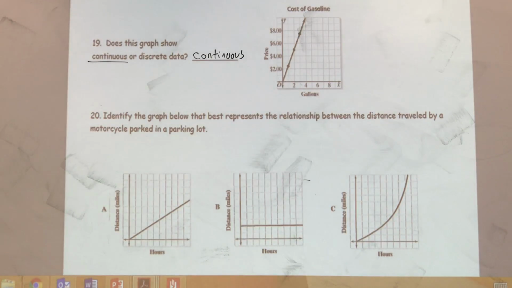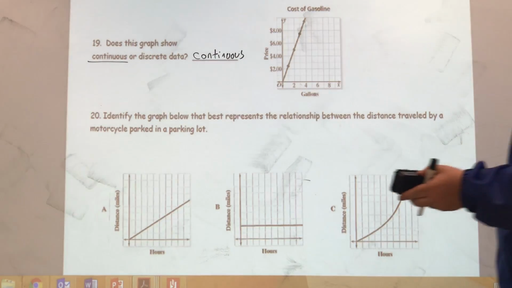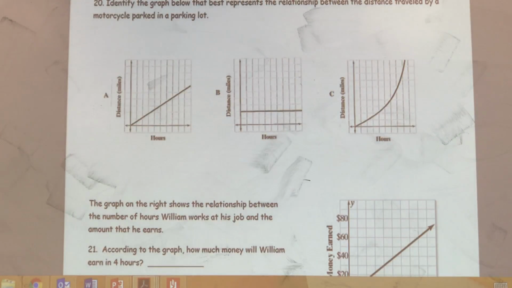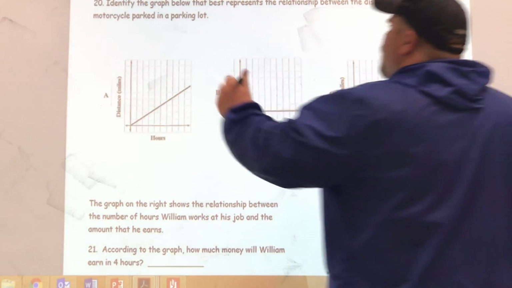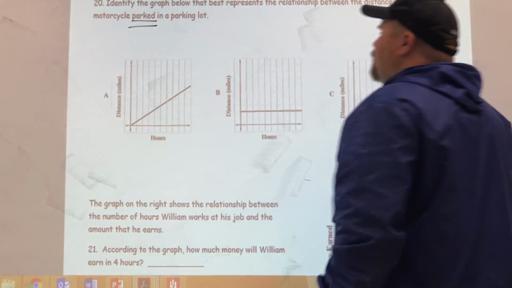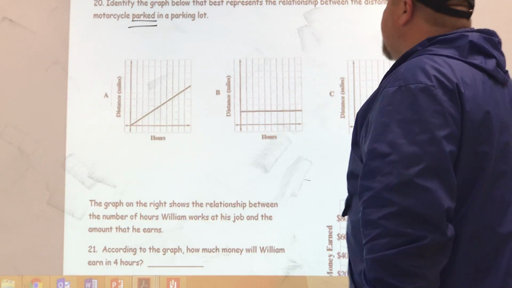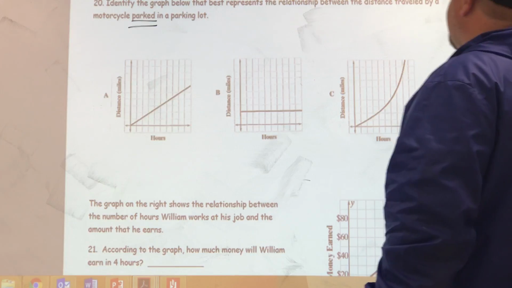Number 20, let's scroll that up. Identify the graph below that best represents the relationship between the distance traveled by a motorcycle parked in a parking lot. Think about that. It's parked. So how much distance will it travel if it's parked? It's a trick question. It won't travel any distance. So we're looking for the distance to remain exactly the same.